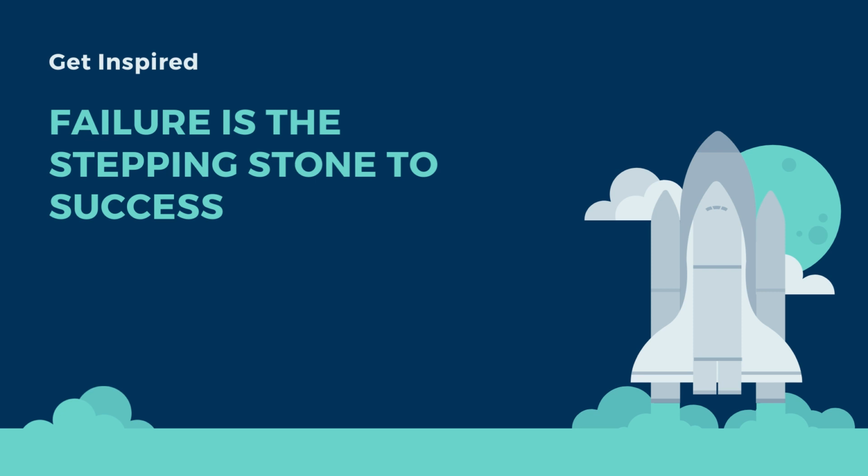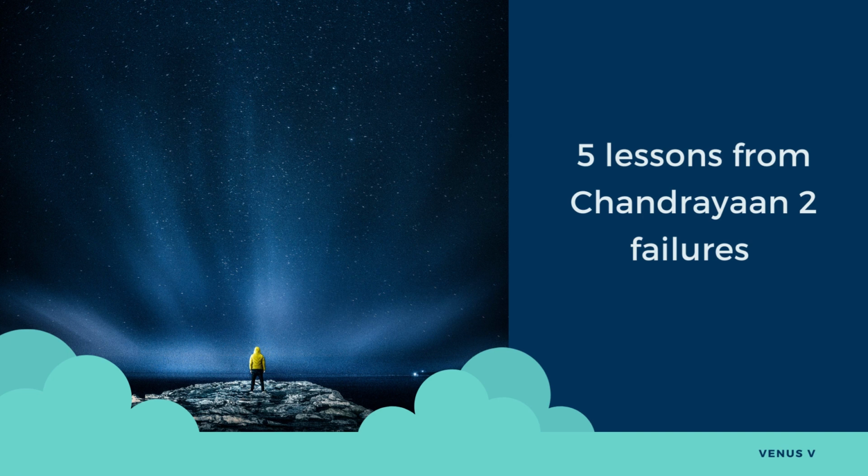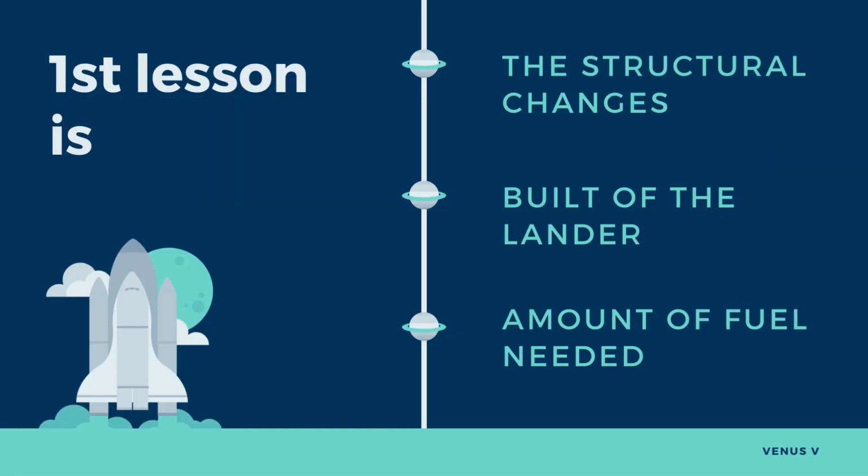Like that, the Chandrayaan 2 failure became the stepping stone for the success of Chandrayaan 3. So we will discuss the five lessons that Chandrayaan 2 taught, which helped make Chandrayaan 3 successful. The very first one is structural changes, like building the lander, the evolution of the amount of fuel needed, the energy a spacecraft needs to fulfill the mission, greater robustness in the lander, and adding many more features to the lander. All the structural changes made to the lander are the first lesson learned from Chandrayaan 2.